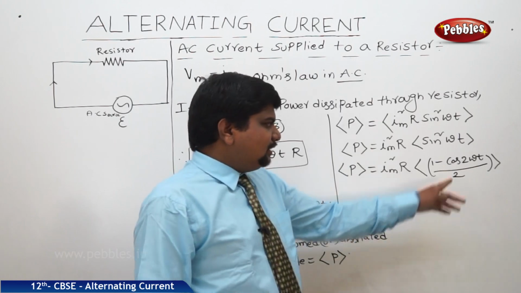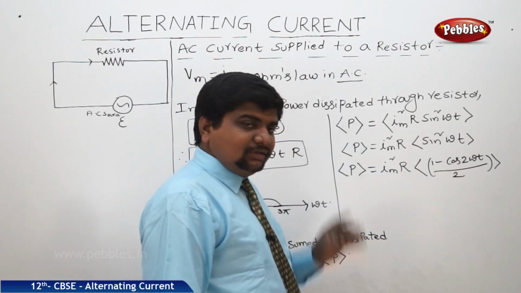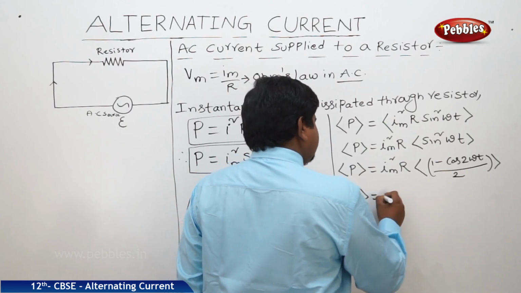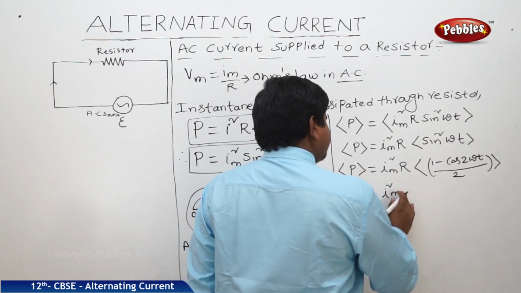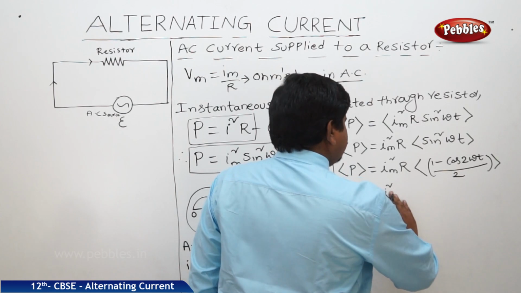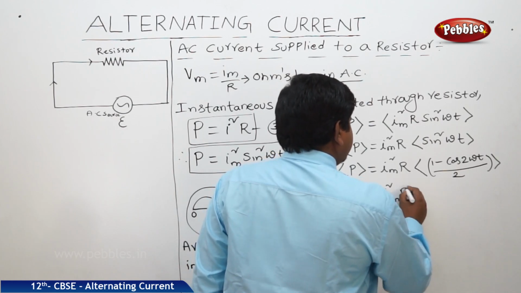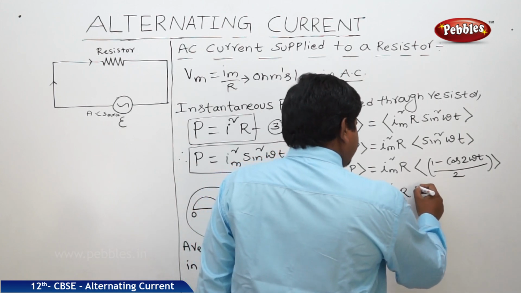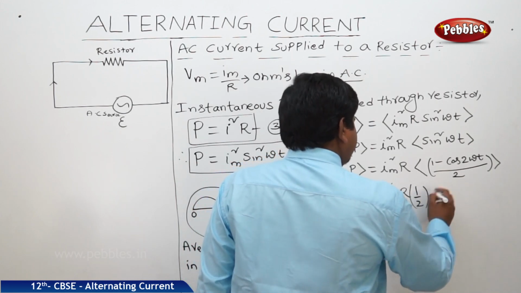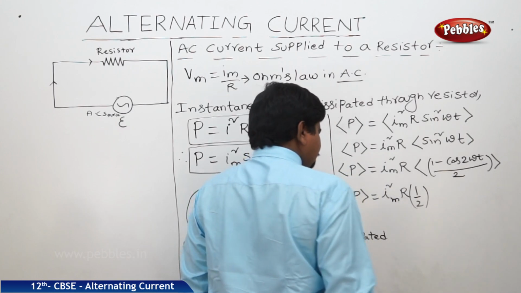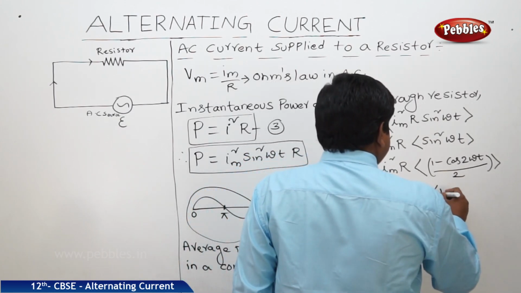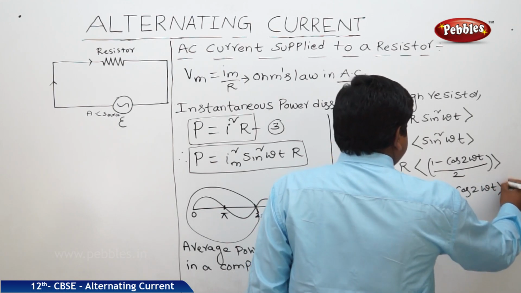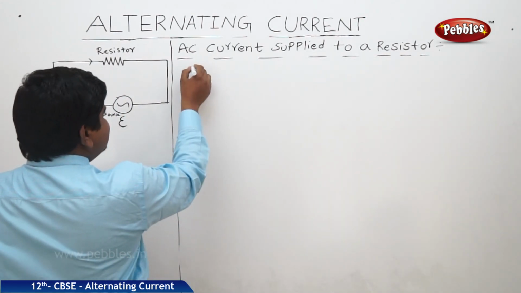Now I am going to find out the average value of this cos. Then what will be the answer? It will be like this. Average value of P is equal to Im square R into half into the average value of 1 minus cos 2 omega t. So the average power consumption is like this.